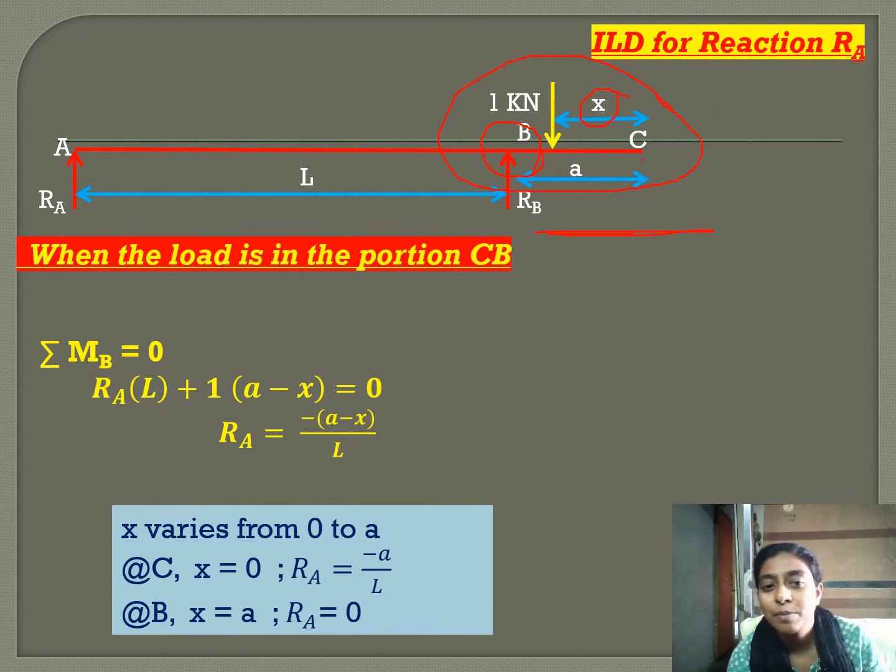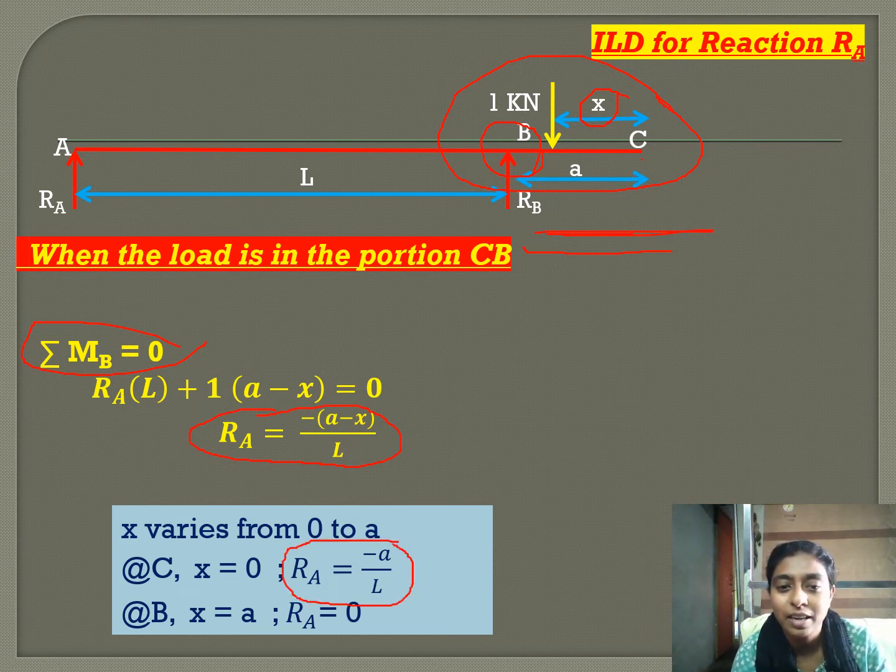We are finding sigma MB is equal to 0. So we get RA is equal to minus (A minus X) by L. X varies from 0 to A, from C to B. At C, X is equal to 0 and RA is minus A by L. And at B, X is equal to A and RA is equal to 0.